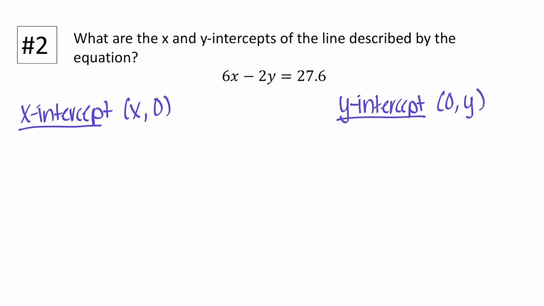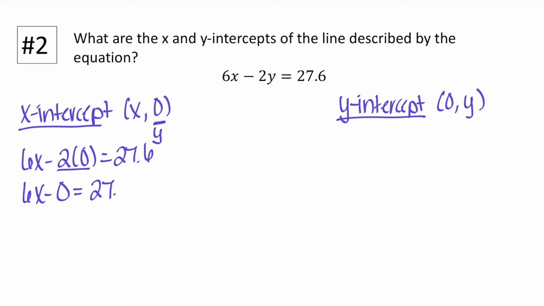So let's go to our equation and plug in the values of x and y to figure out where the x and y intercepts are. So to figure out the x-intercept, I'm going to plug in 0 for y. So I get 6x minus 2 times 0 equals 27.6. So now let's simplify this. We have 6x minus 2 times 0, which is 0, and that equals 27.6.